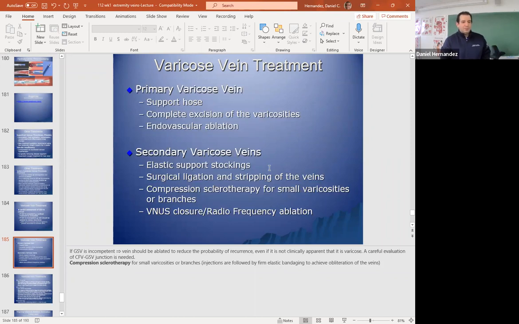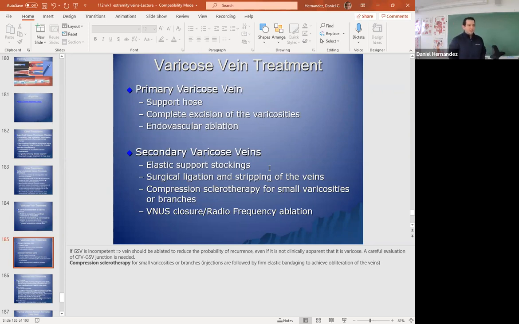Some basic varicose vein treatments. If the patient has primary varicose veins, they may just order compression stockings or support hose to, again, counteract that increased venous pressure. They may also order or perform a complete excision of the varicosities. Patients may undergo endovascular ablation of the varicosities.